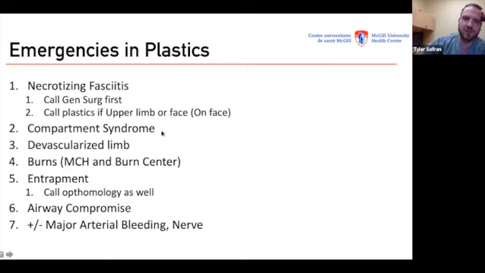And these are really the emergencies that we see in plastics. We don't see many things that we have to run in for, but these are typically the things where I'm running out of bed quickly to the emergency room. The first, and we're not going to go into these because I think you guys cover these quite a bit.